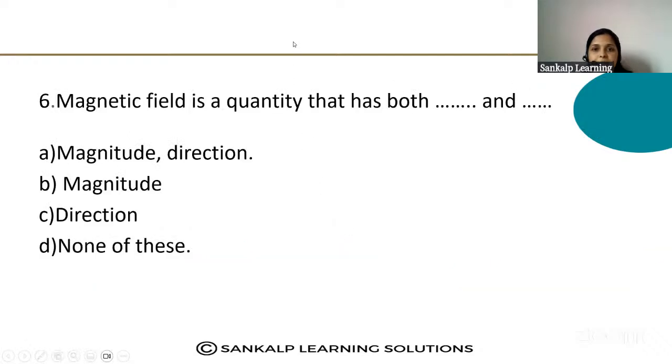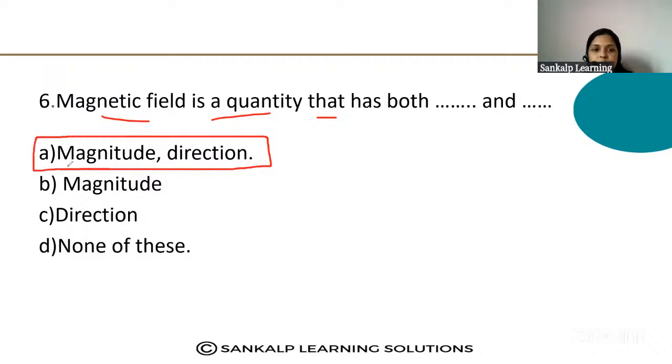Next question. Magnetic field is a quantity that has both a dash and dash. Magnitude and direction, only magnitude, direction, none of these. Magnetic field is a quantity that has both magnitude and direction. Option A is the correct answer.